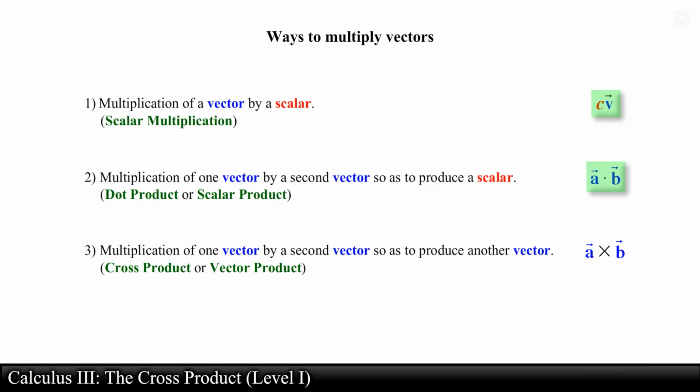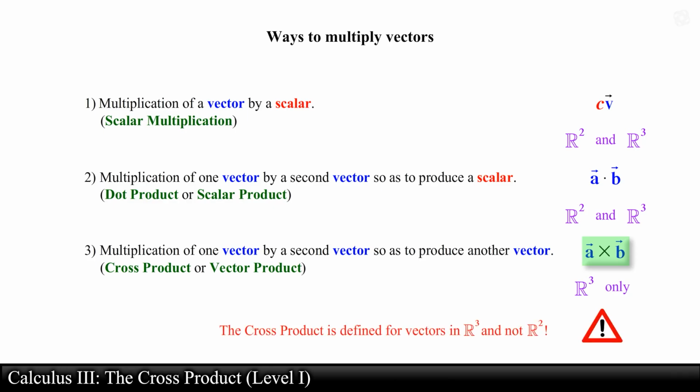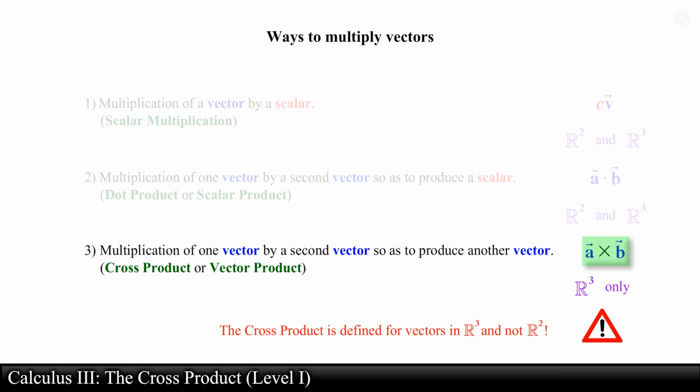The first thing to keep in mind about these three separate ways of multiplying vectors is that scalar multiplication and the dot product are defined for vectors in R squared and R cubed. What makes the cross product different from the first two methods is that the cross product is defined only for vectors in R cubed and not R squared. This is extremely important to remember. I repeat, the cross product is defined for vectors in R cubed and not R squared. When working with the cross product, make sure you're using three-dimensional vectors.